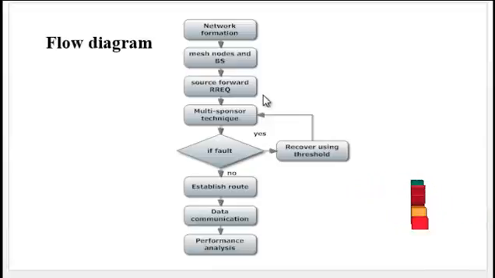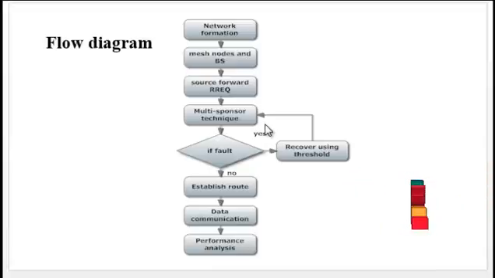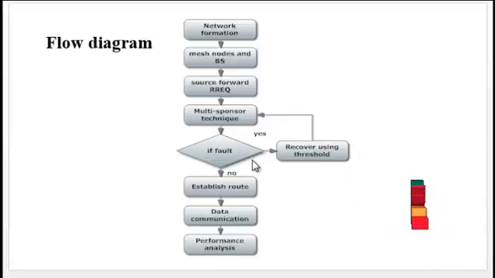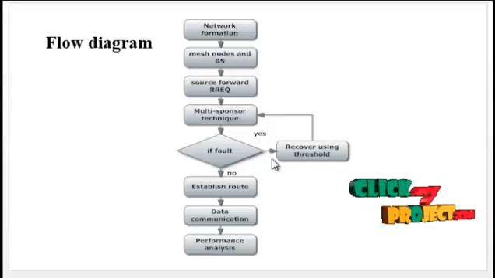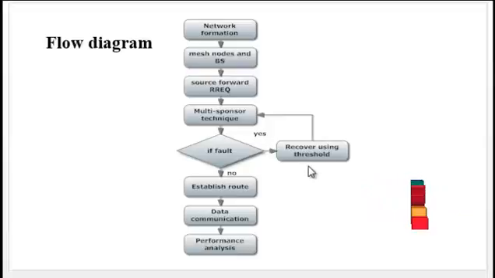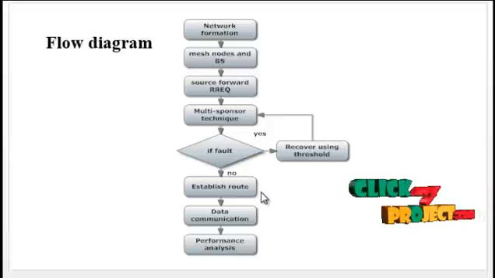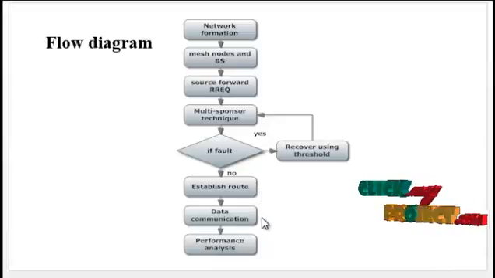So, in that, the multi-sponsor technique is implemented. It is done so that the routing path is found without error. Hence, whether any fault has occurred is checked in the route. If a fault has occurred, then it is recovered by using the threshold value. If there is no fault, the route is established and then the packet is communicated. Finally, the performance is analyzed.